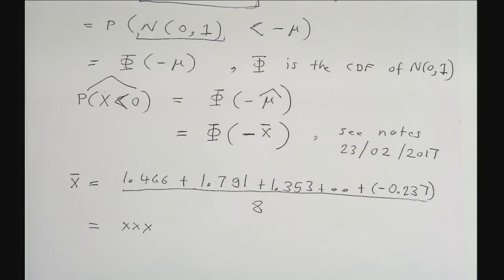That's known as standardization. If you subtract the mean, it will become 0. This is known as the standard normal variable, with 0 mean and variance 1.